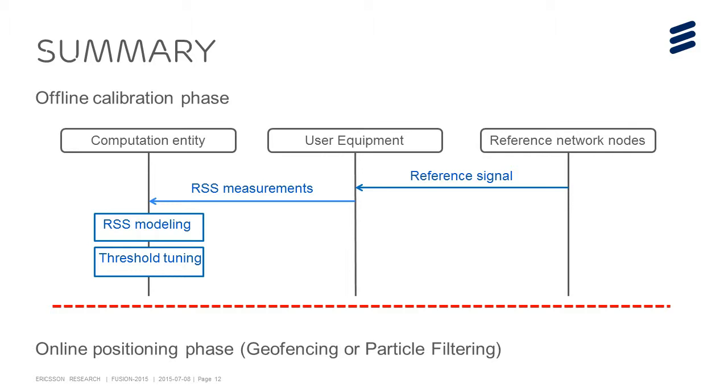In the operational localization phase, another UE which newly enters the service area will receive the threshold configuration information from the computation entity. This optimal threshold will be used to compare with the instantaneous RSS measurements, and the resulting proximity measurements report will be transmitted to the computation entity for positioning purposes. In a companion presentation, my colleague Yuxin will introduce a proximity reports-based particle filtering algorithm.